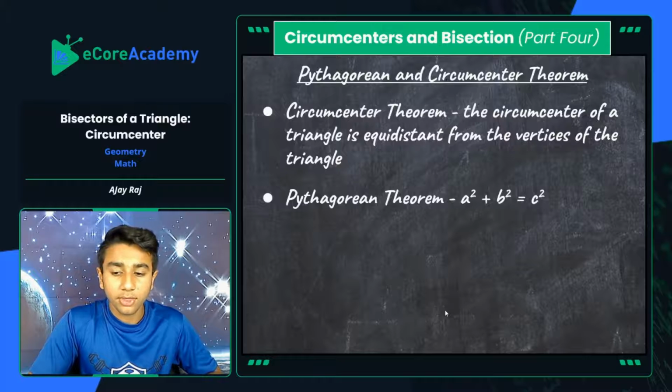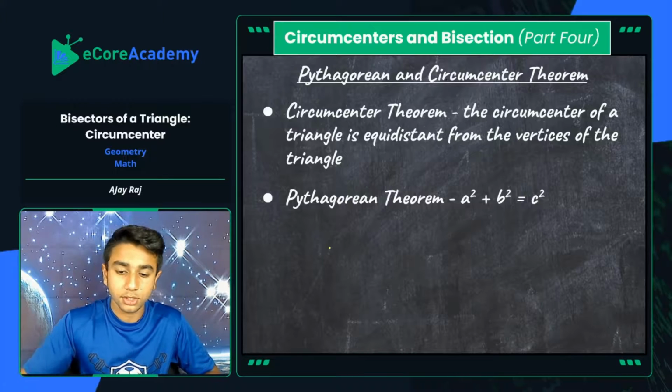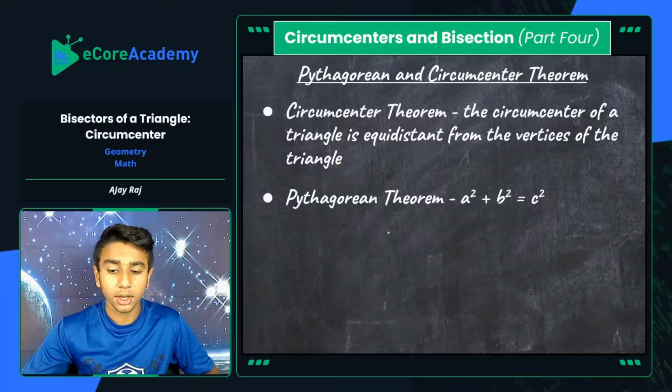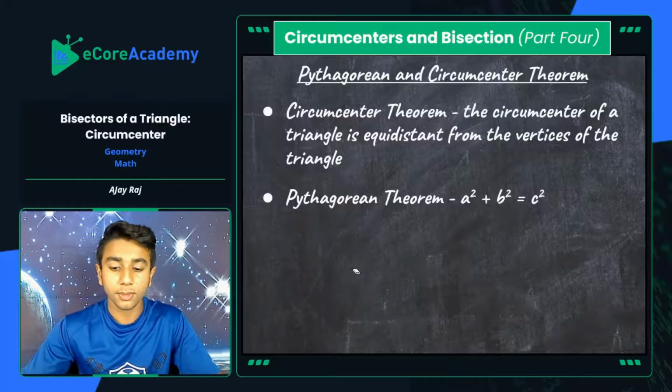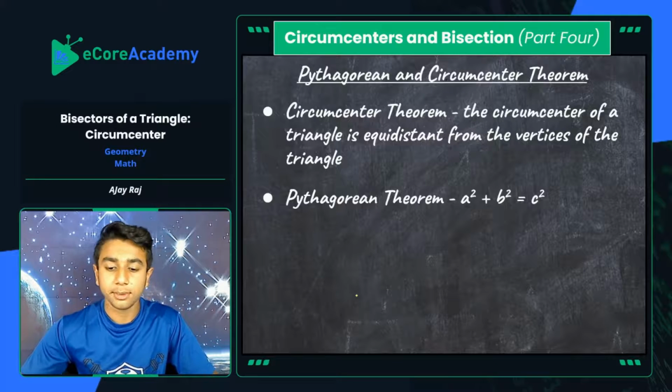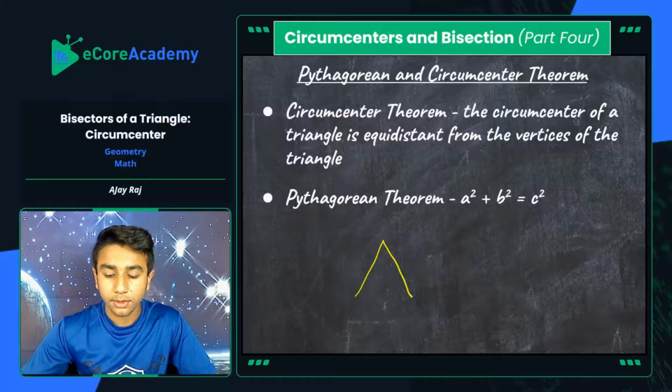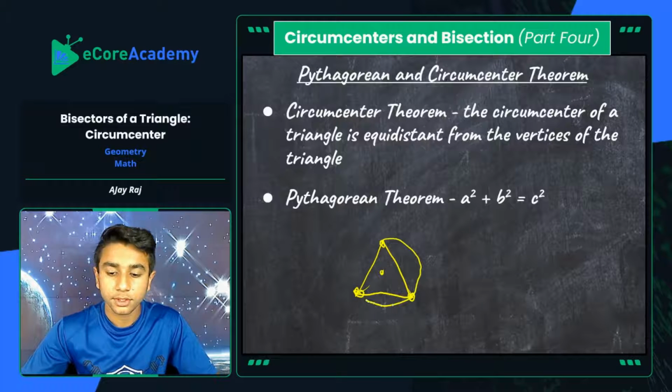Then the Pythagorean theorem states that a squared plus b squared equals c squared. Very common. It has to do with a right triangle. So if you're given an example in which you have to relate to a circumscribed triangle, I'll continue with my equilateral triangle example, trying to keep it consistent. Here we have our equilateral triangle, and we have our circumcenter and our circumscribed circle of this triangle.